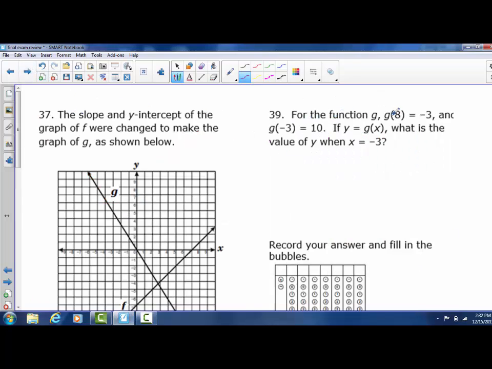Okay, for the function g, g of 8 equals negative 3 and g of negative 3 equals 10, if y equals g of x, what is the value of y when x equals negative 3? Okay, so since y equals g of x, that is telling us that this part is y, and x is negative 3, replaces what's inside, so negative 3 is x, so my answer is 10.